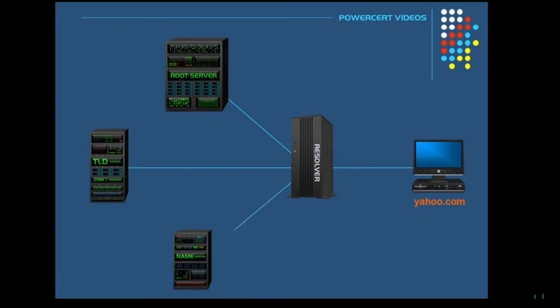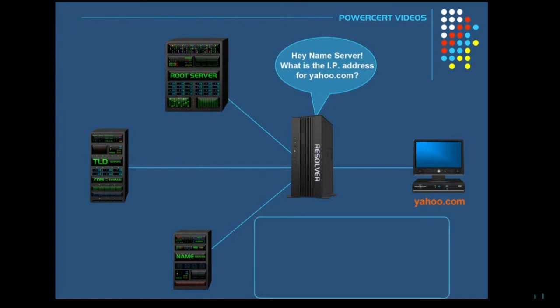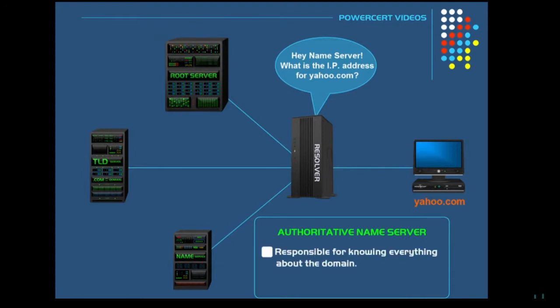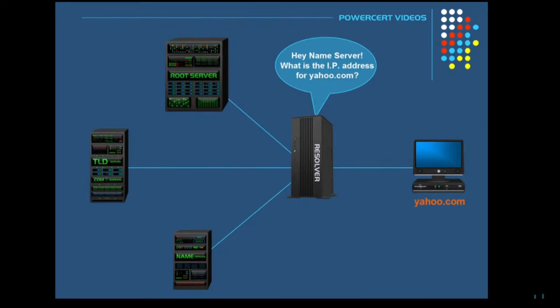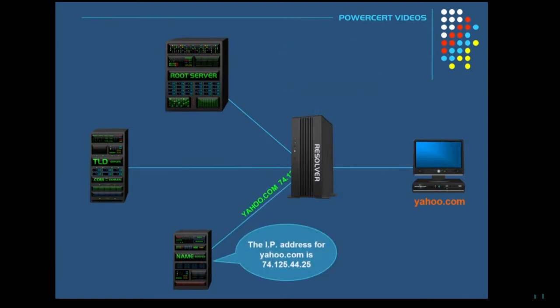So once again, the resolver will now ask the authoritative name server for the IP address for yahoo.com. The authoritative name server or servers are responsible for knowing everything about the domain, which includes the IP address. They are the final authority. So when the authoritative name server receives the query from the resolver, the name server will respond with the IP address for yahoo.com. And finally, the resolver will tell your computer the IP address for yahoo.com, and then your computer can now retrieve the Yahoo web page.